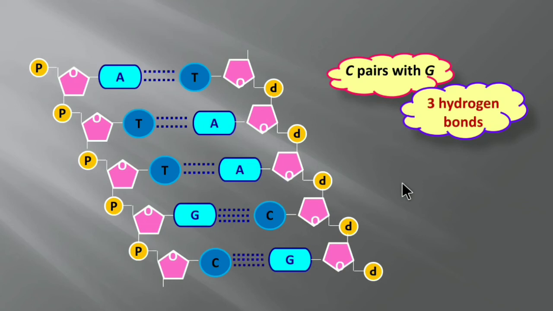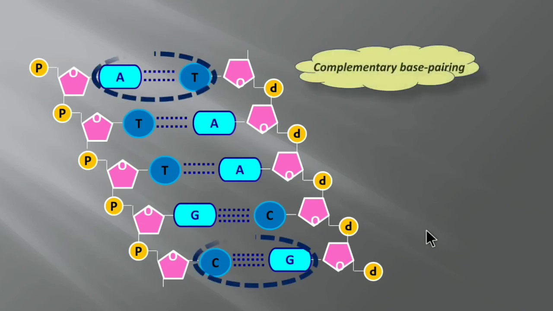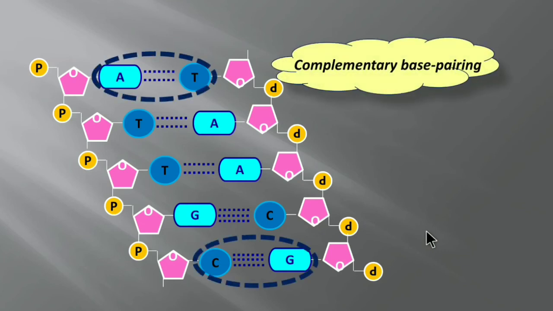The base pairing always takes place between purines and pyrimidines. Look here, if one strand has adenine, it base pairs with thymine with the help of two hydrogen bonds, and if one strand has cytosine, the other strand's guanine base pairs with it with the help of three hydrogen bonds. This is what we call complementary base pairing, because both the strands are complementary to each other. So this is the third characteristic feature.